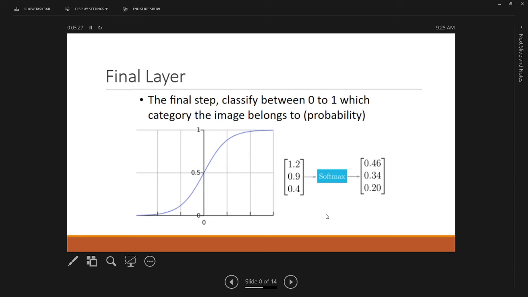So for example, if we have 3 items, we can say, okay, we want to check if this dog is a dog. We see here that the dog has 0.46 probability of being correct, whereas being a cat is 34, being a fish is 20. So we pick the highest one. So that's the final layer.